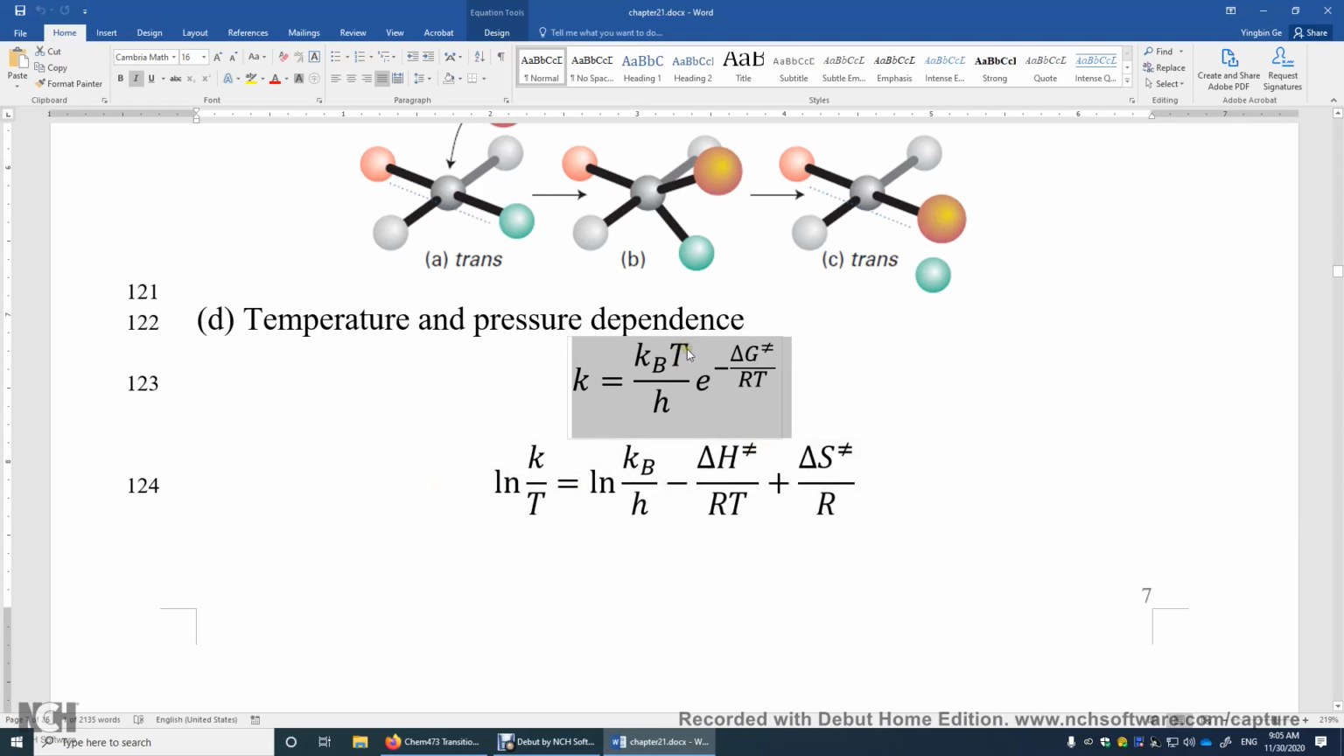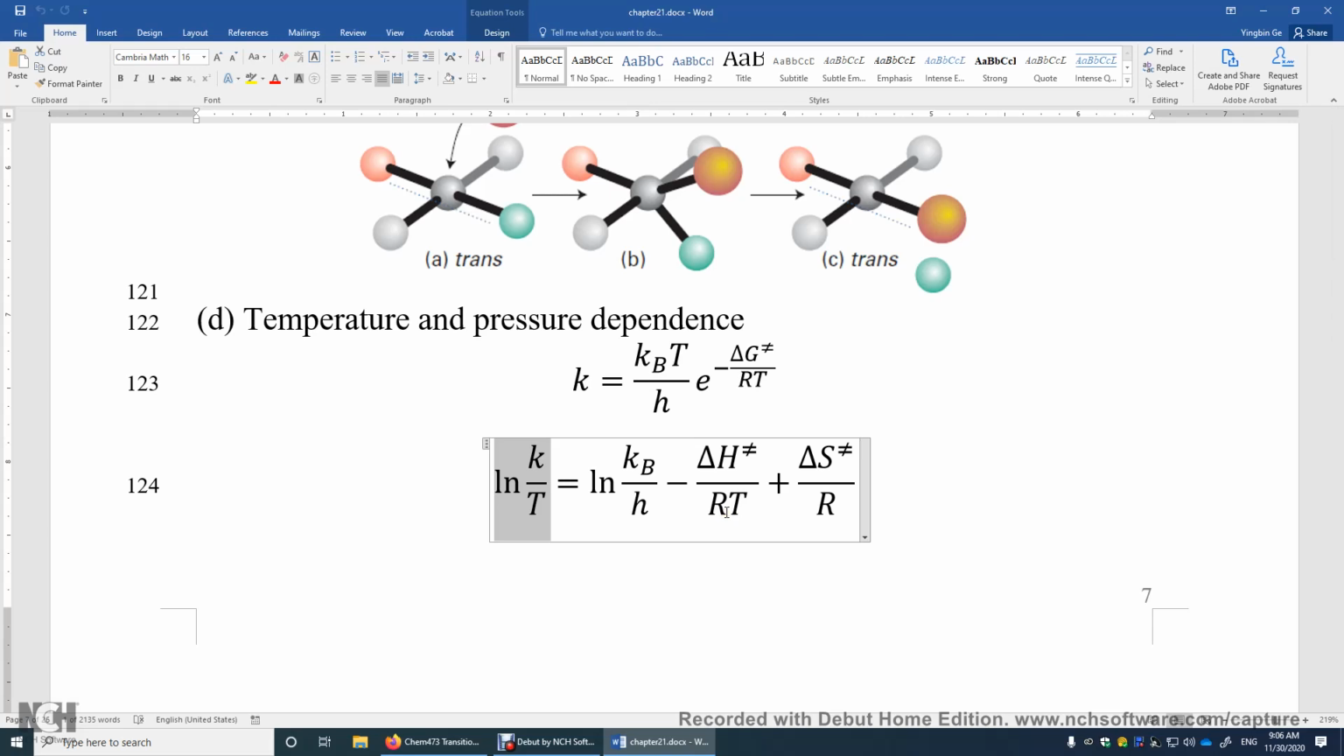So why did I move this T to the left-hand side before taking the logarithm? This is very simple. Now I can actually plot this logarithm of k over T versus 1 over T. 1 over T is going to be my horizontal axis. The logarithm of k over T is going to be my vertical axis. And you will know what the slope is. The slope is going to be negative delta H double dagger over R.